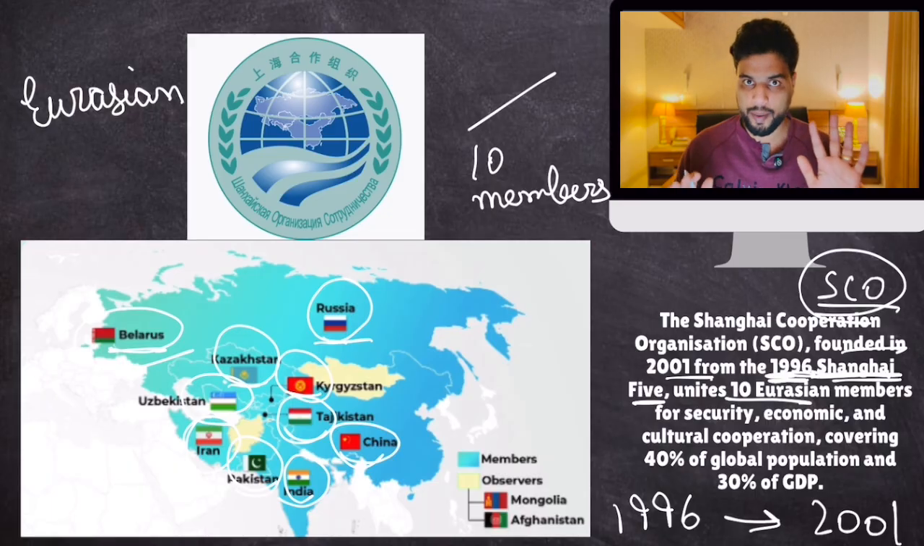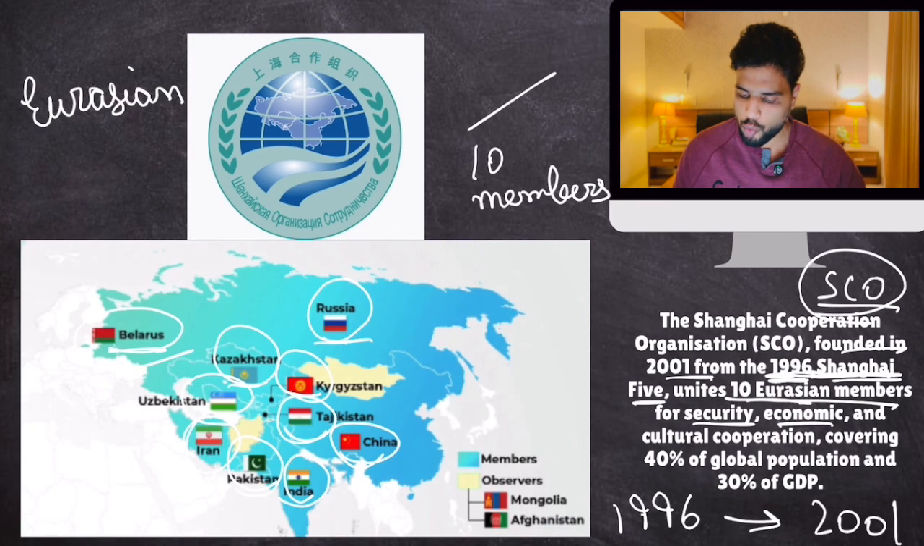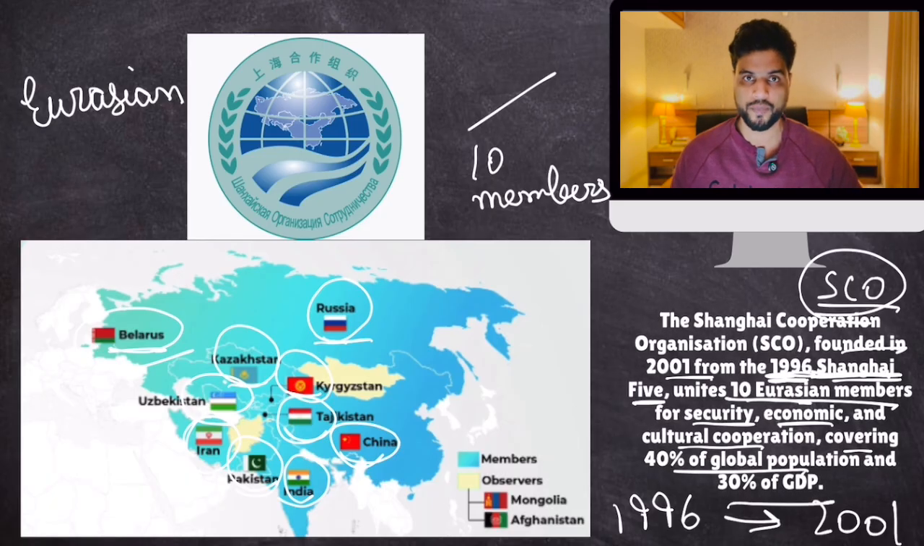Okay, just remember this. Now, it has 10 Eurasian members for security, economic and cultural cooperation, covering 40% of the global population and 30% of the GDP. So, in 1996, Shanghai 5 got converted into SCO in 2001. Let's gather some more details about this, okay?